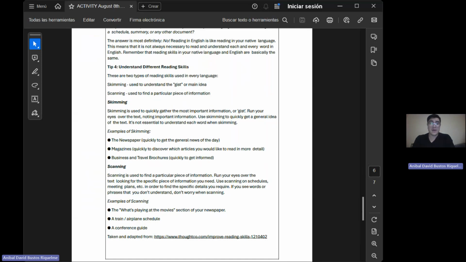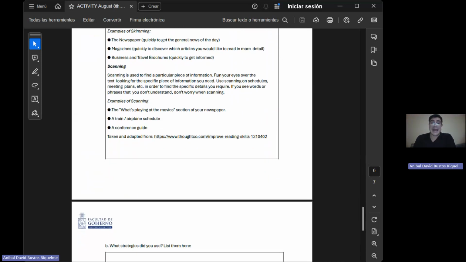Examples of skimming: the newspaper, quickly to get the general news of the day. Magazines, quickly to discover which article you would like to read in more detail. Business and travel brochures, quickly to get informed.